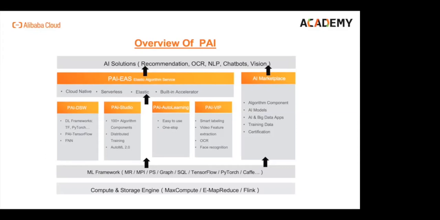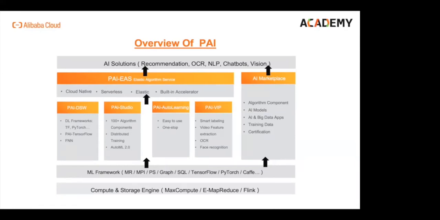And PAI DSW allows you to write Python code in a Jupyter notebook so you can run custom models or use open source tools like PyTorch. In fact, if you took part in the first ApsaraChat that we did a little earlier last month, we actually built a spam sorting model using PAI DSW. This time we'll be using PAI Studio.